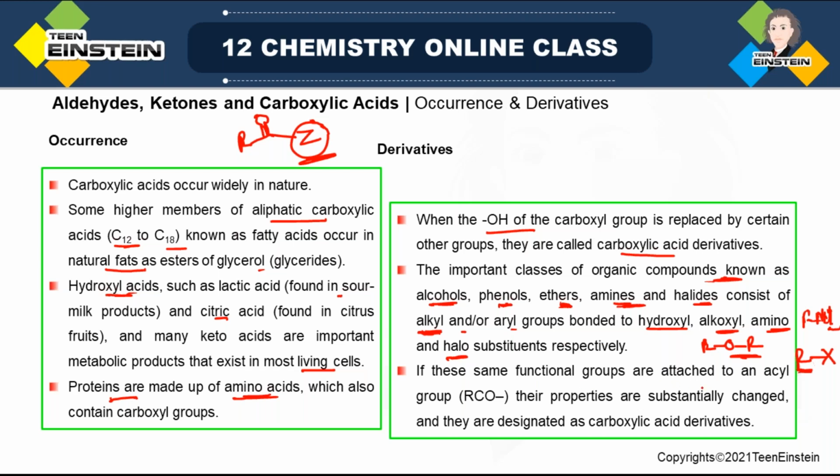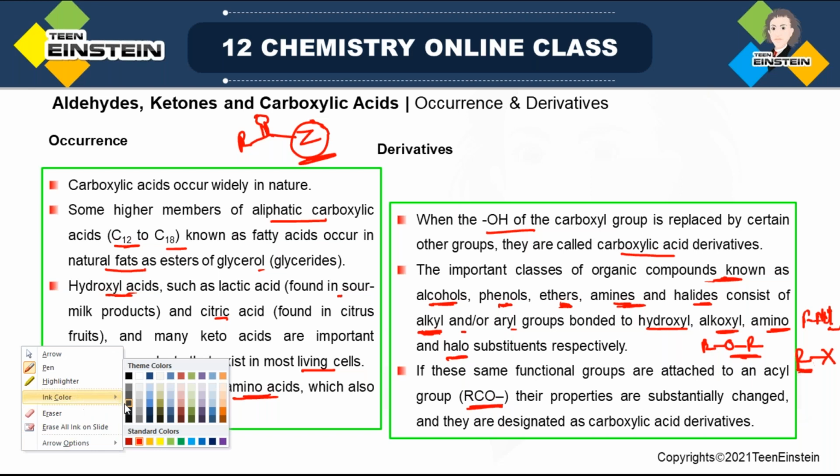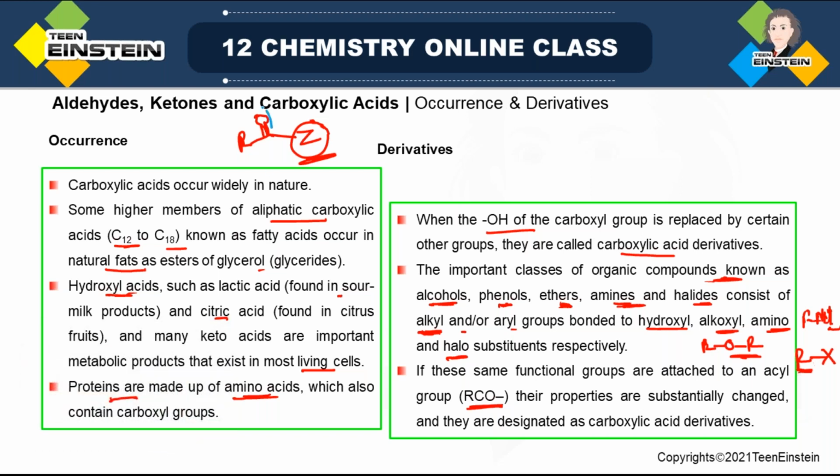See, if the same functional groups are attached to an acyl group, this part is known as the acyl group, RCO. So when different groups, that is Z, are attached to an acyl group, which is RCO, their properties are substantially changed. Compared to RCO2H, when you change the OH to some other group, its properties have completely changed. They are designated as carboxylic acid derivatives.